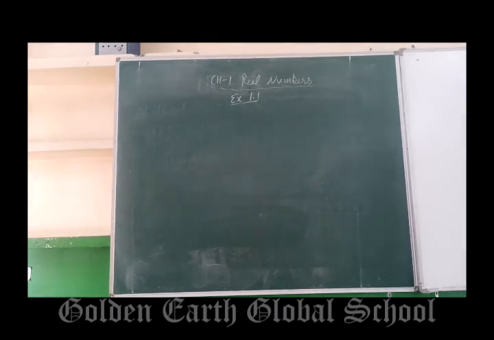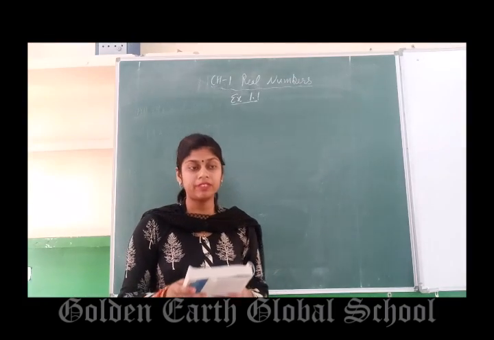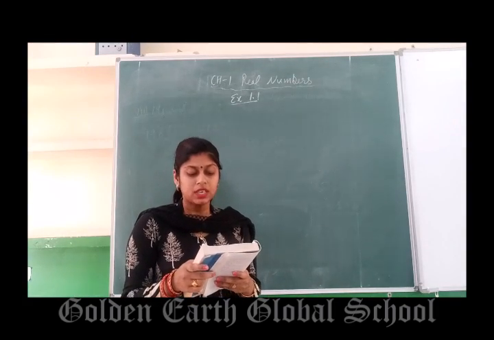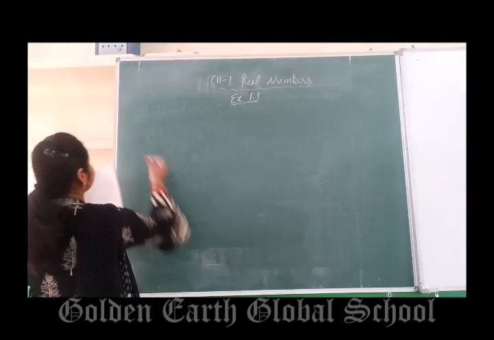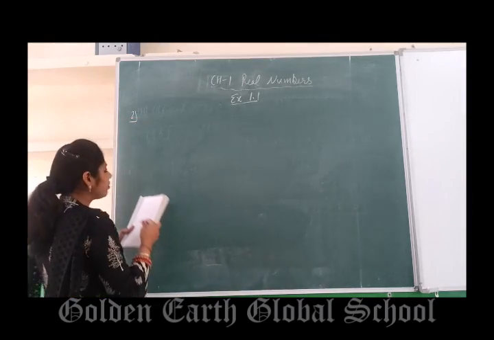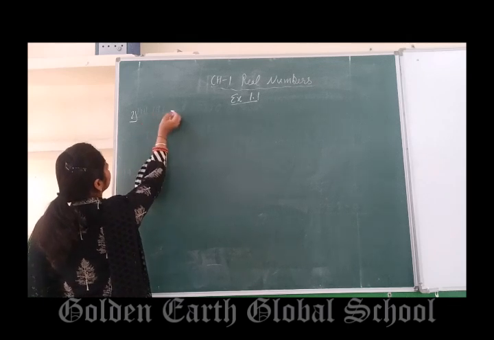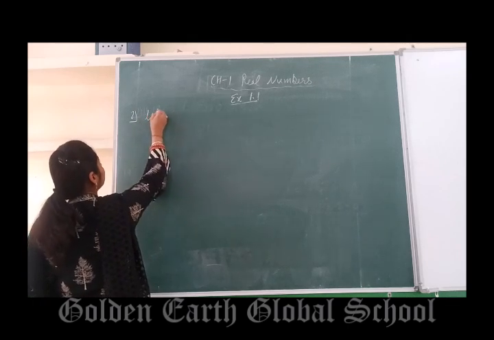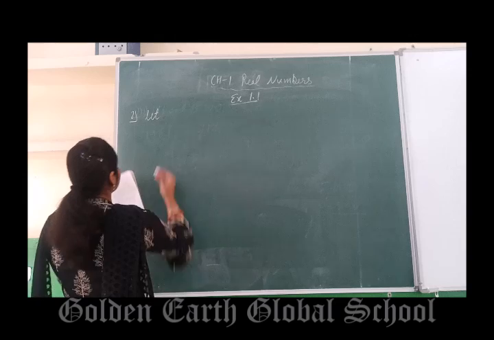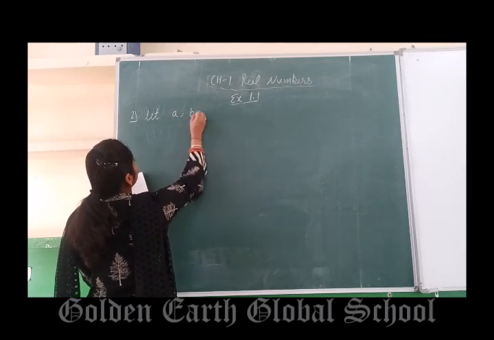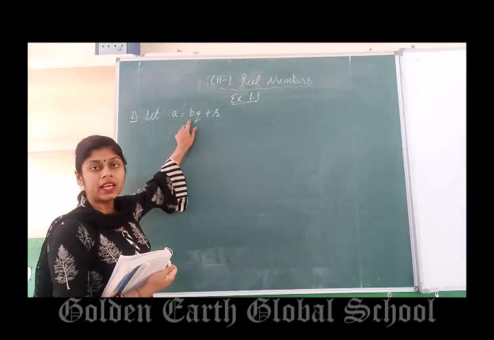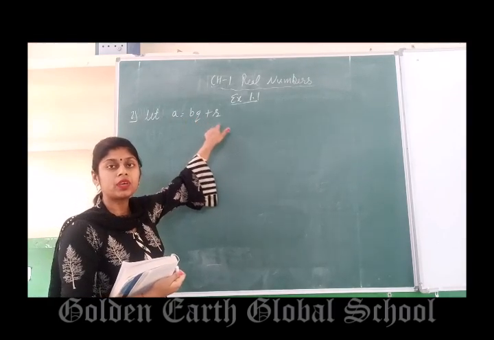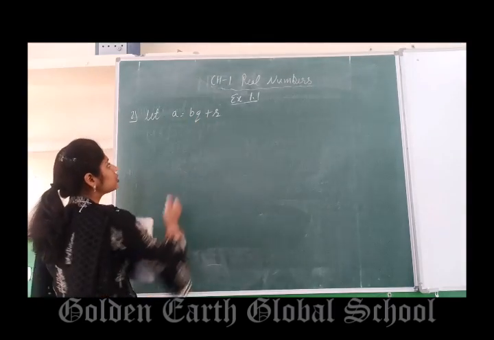Second question: show that any positive odd integer is of the form 6q plus 1, 6q plus 3 or 6q plus 5. So we will start this question. Let A equal BQ plus R. According to your Euclid division algorithm, A equals BQ plus R. So we will choose these numbers.